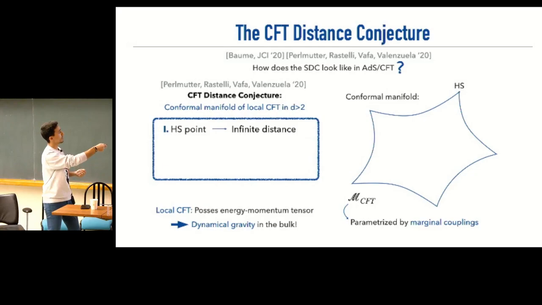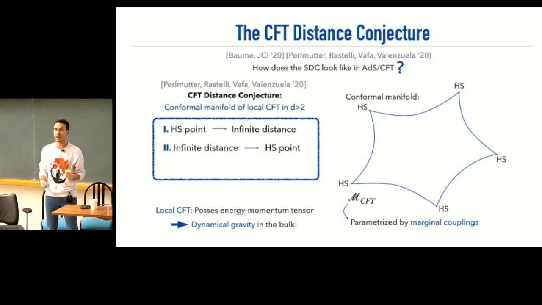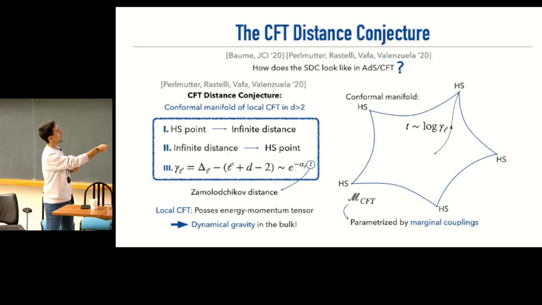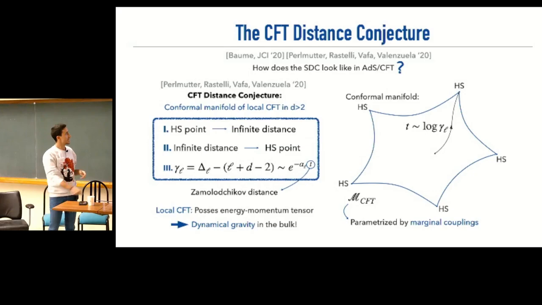The second part of the conjecture states the converse. All of these infinite distance limits should be higher spin points. So whenever I go to infinite distance, I should find this enhancement to a higher spin algebra. And last but not least, the third part says that if I consider the anomalous dimension, which essentially measures the mass of these higher spin fields in AdS, it is going to go to zero exponentially with the distance, which recovers the exponential in the distance conjecture, okay?